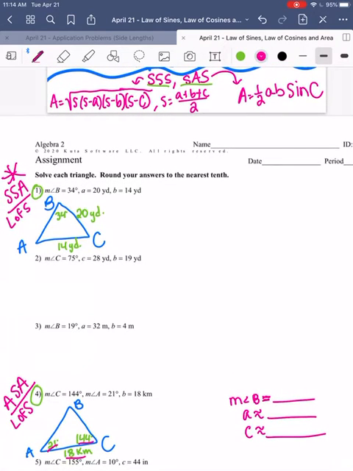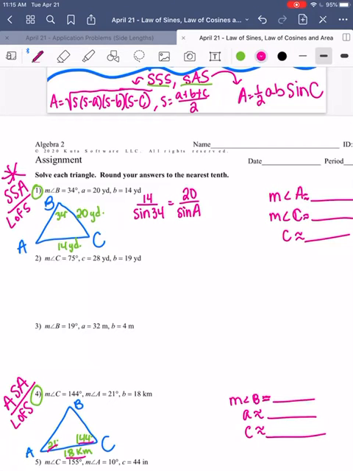So we know we need to find the measure of angle A, the measure of angle C, and then side C. Okay? And so we may or may not have a second set of solutions. We'll see momentarily. All right, so if you remember, you match up the ones that are across from each other. So that means here we're going to find angle A first. Okay, so we're going to do 14 over sine 34 equals 20 over sine A.